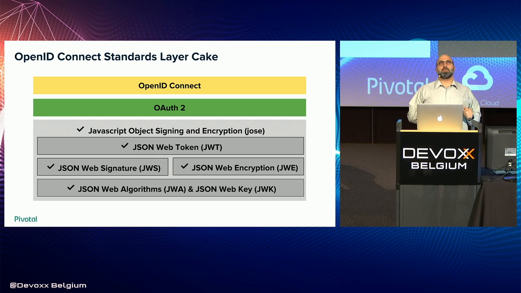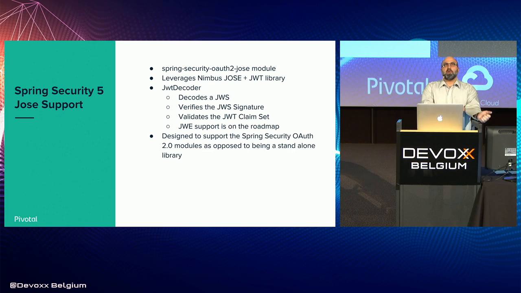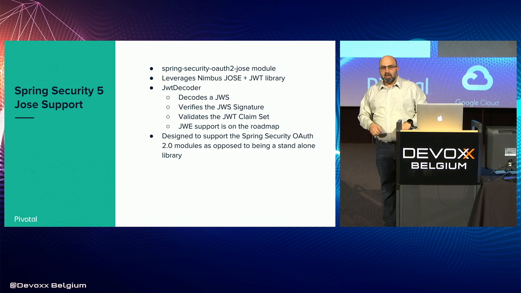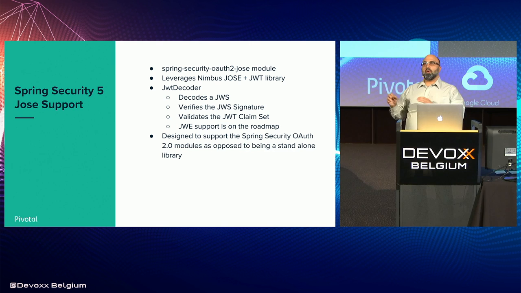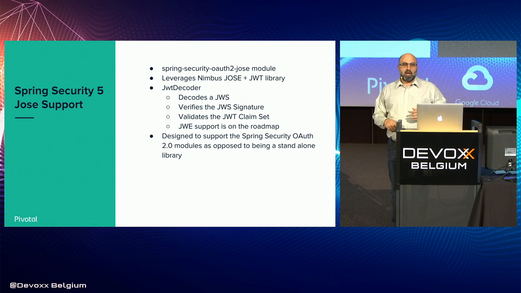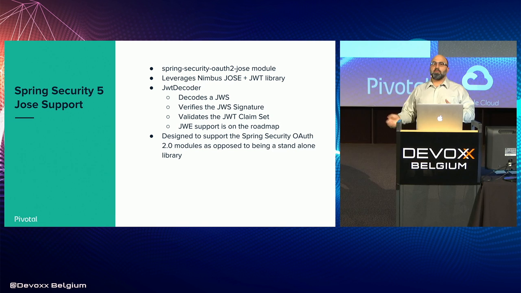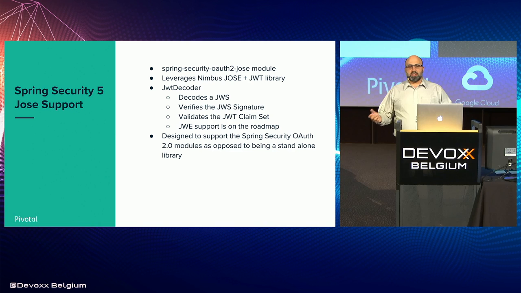So next is, you're probably wondering, is there something in Spring Security that's actually going to help me work directly with those standards? I want to create my own JWS tokens. I want to decode them. I want to encrypt them. There is a Spring Security OAuth2 Jose module, but it's built on top of the Nimbus open source library. And there's an interface, a class called Jwt Decoder, which can be used to decode a JWS, verify the signature, validate what's in the claim set, and it doesn't do JWE today. That is on the roadmap. But it's really built for use by Spring Security. So if you want to do your own stuff with Jose, we recommend you just use Nimbus or some alternative to Nimbus.